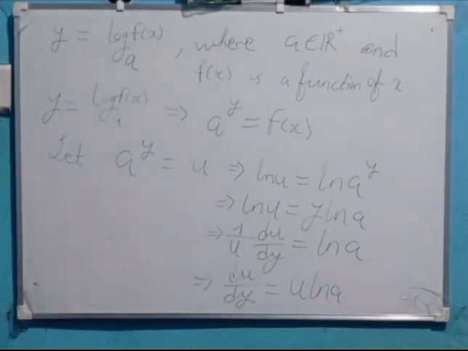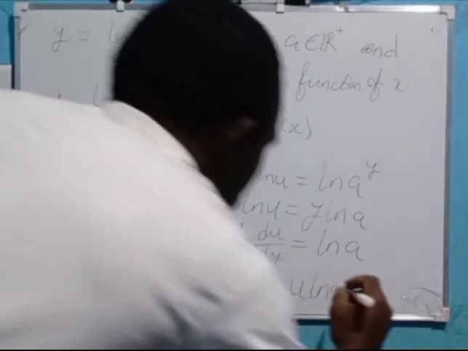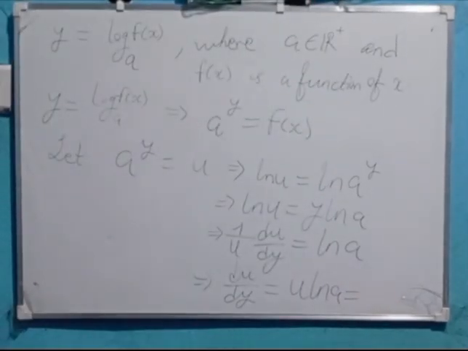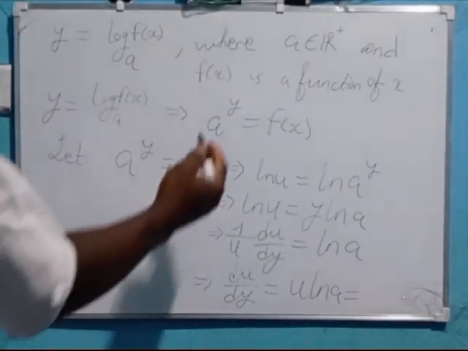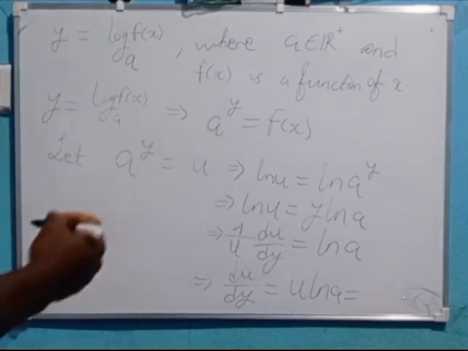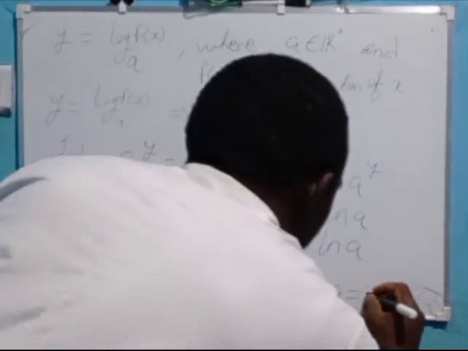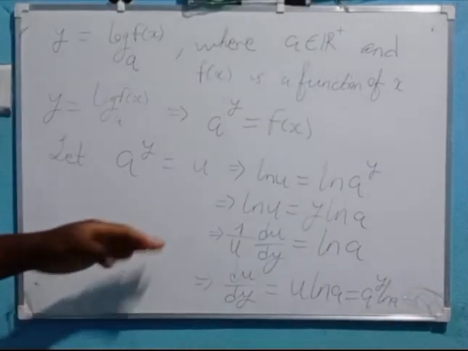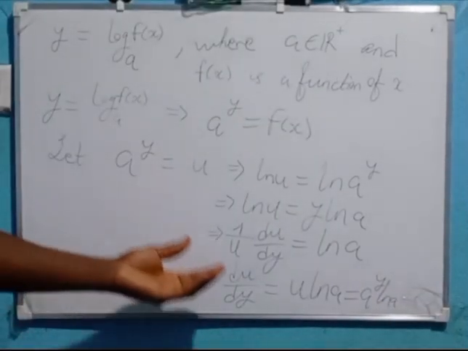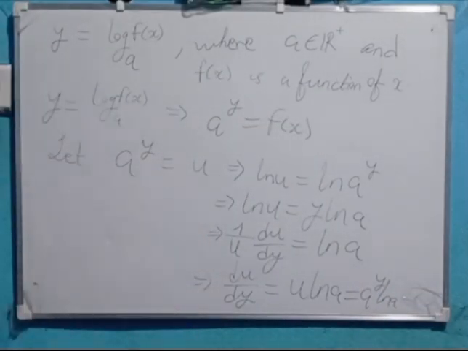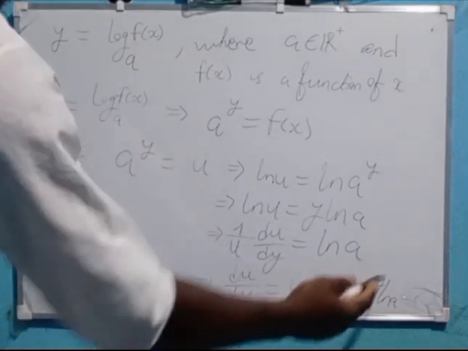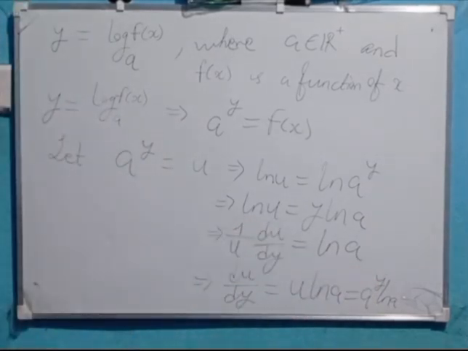U ln e will simply be equal to, we replace u with e to the power y, so this will give us e to the power y ln e as the derivative du on dy. That means the derivative of e to the power y is simply e to the power y ln e. Take note of that.